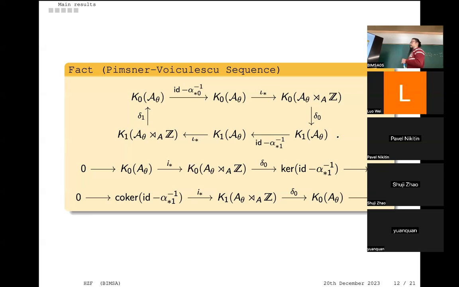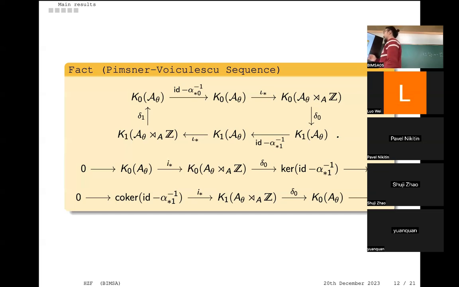This is for the integer action, and also there is Connes' analogous result, the Thom-Connes sequence, for the real action, the action of the real numbers. Anyway, we have this exact sequence, and then you can write this six-term exact sequence, this PV sequence, into these two short exact sequences, and you see that.